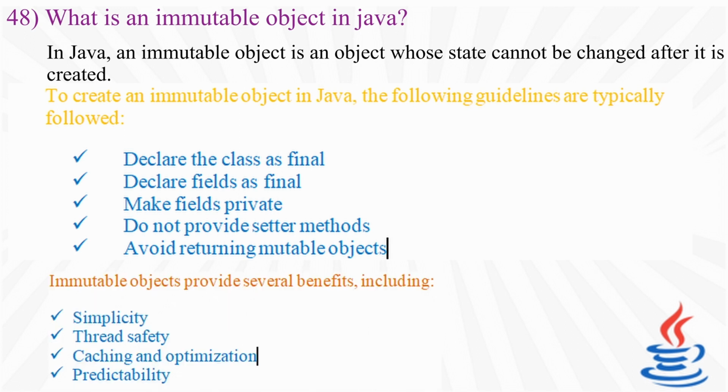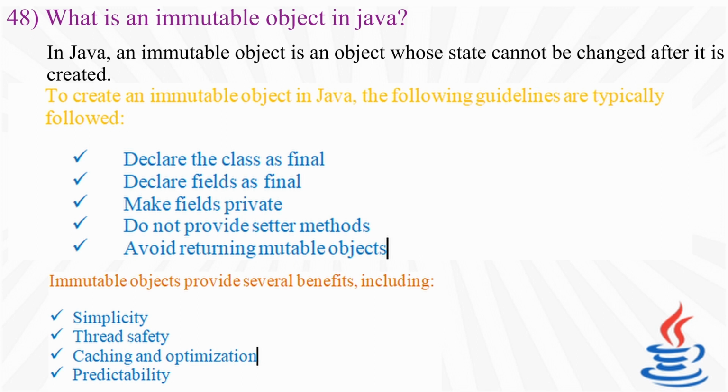Immutable objects provide several benefits, including simplicity, thread safety, caching and optimization, and predictability. Simplicity means immutable objects are straightforward and easier to reason about since their state cannot change. Immutable objects are inherently thread safe because they cannot be modified concurrently by multiple threads. This eliminates the need for synchronization mechanisms such as locks or semaphores.